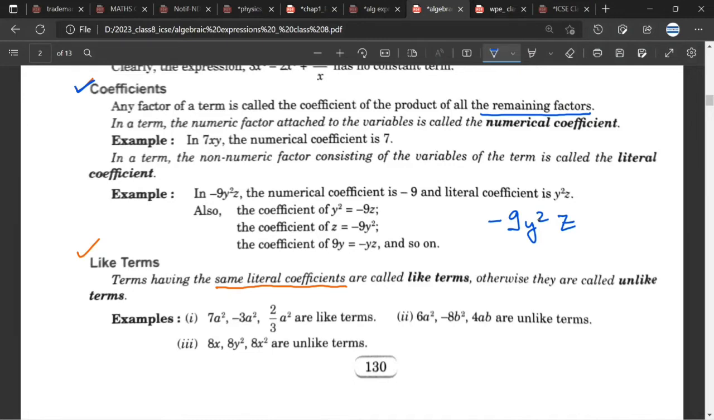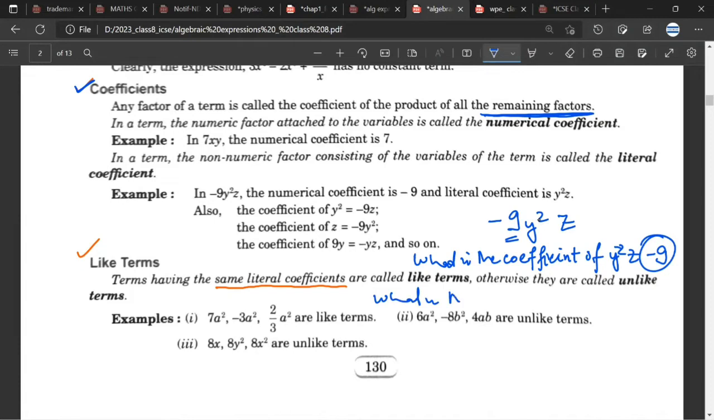So for example, if I ask you what is the coefficient of y square z. So what they are saying, any factor of a term is called a coefficient of the product of all the remaining factors. So the coefficient of y square z would be minus 9. Any doubt? If I ask you what is the coefficient of minus 9, you will say the coefficient is y square z. Any doubt? So this is what is called coefficient.